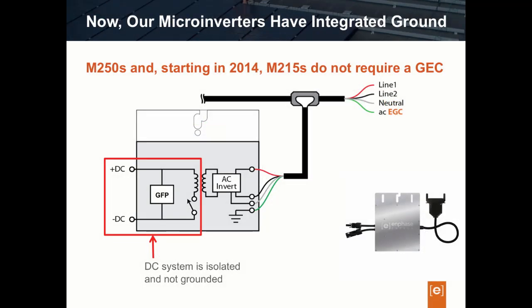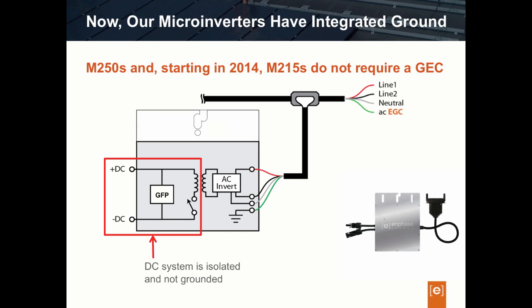Now all Enphase microinverters manufactured for use in North America feature integrated ground. By isolating the DC circuit, solar installers can build ungrounded photovoltaic arrays in accordance with NEC 690.35.